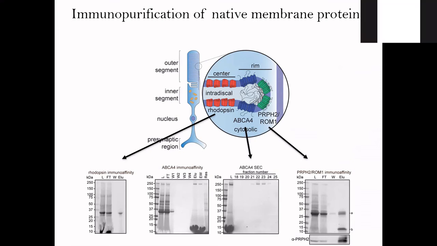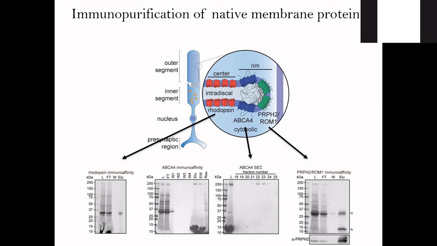Excellent, that's so beautiful. Is there any reason that ABCA4 is specifically localized in the rim area? Is it because of the lipid, or there are some regulators? Yes, that's a great avenue for future study.